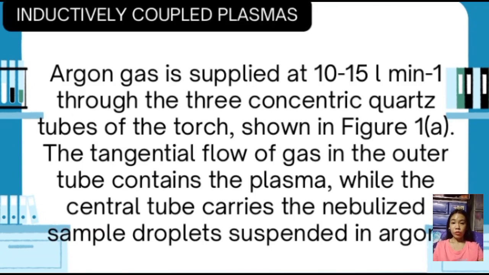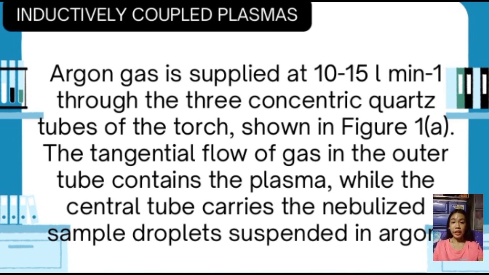The operation of an inductively coupled plasma or ICP torch involves a carefully designed system that allows for efficient introduction of the sample while maintaining the integrity of plasma generation. In this setup, argon gas flows at a rate of 10 to 15 liters per minute through the three concentric quartz tubes of the torch, facilitating both plasma stabilization and sample transport.